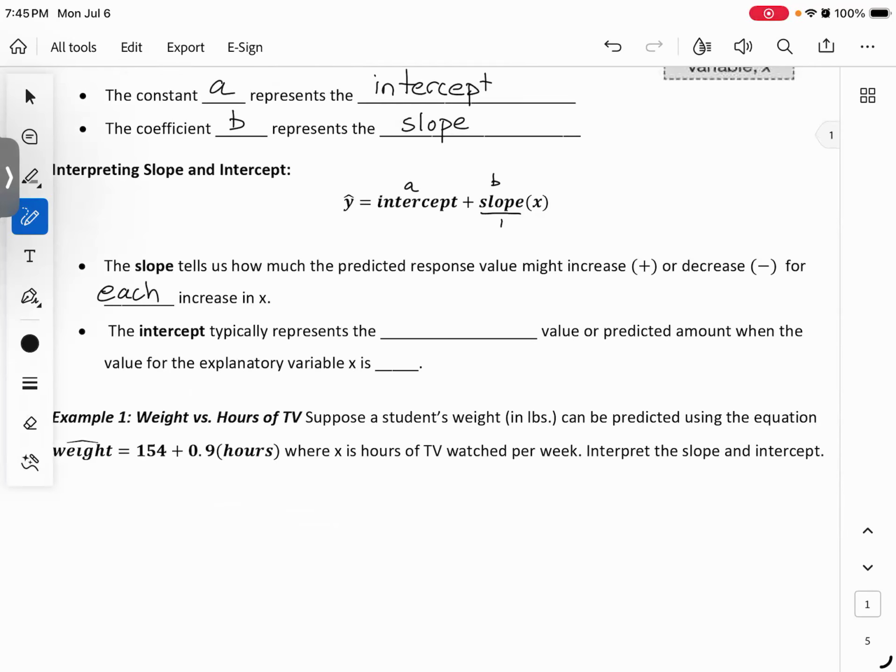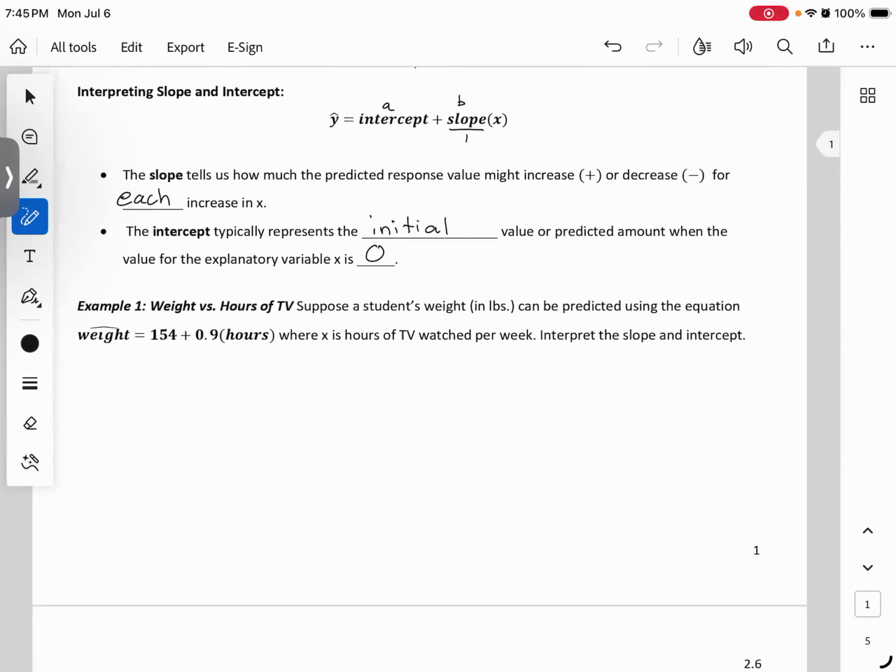The intercept is the initial value, the value that starts the whole story off. To keep it straightforward, it's what you would expect the value to be if nothing has happened. An example is a car. The initial value would be how much you bought it for when it was brand new. But then as you drive and put miles on it, the value is going to be decreasing, decreasing, decreasing. Now, for this introductory example, as you watch TV, some sort of change might happen to your weight.